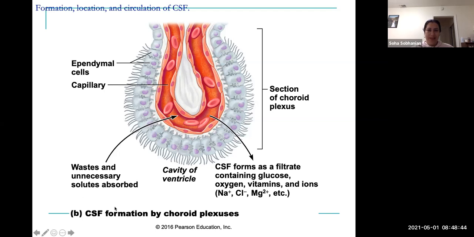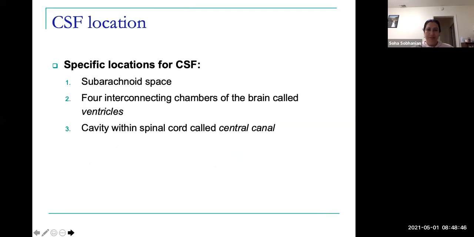So let's go ahead and continue. Now, we have mentioned that the cerebrospinal fluid is flowing inside our meninges, more specifically within a space called the subarachnoid space, between the second and third layer of the meninges. But do we have that fluid in other places within our brain and spinal cord? And the answer is yes.